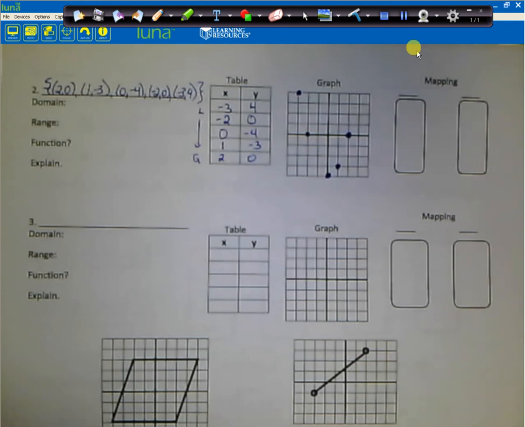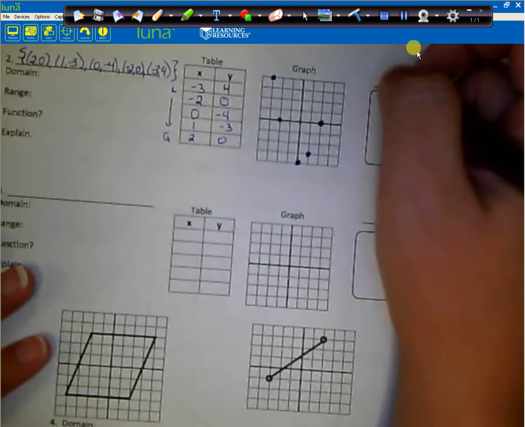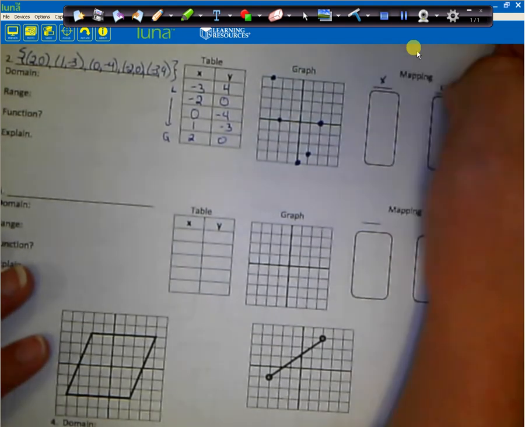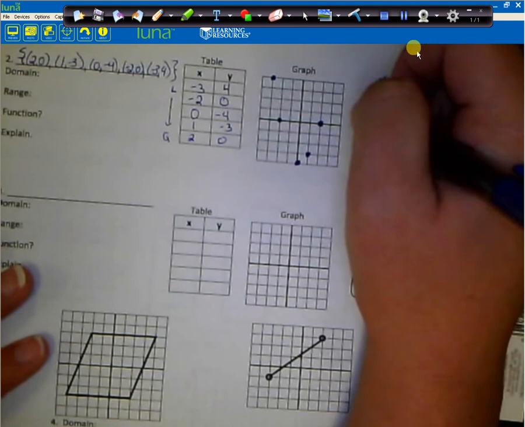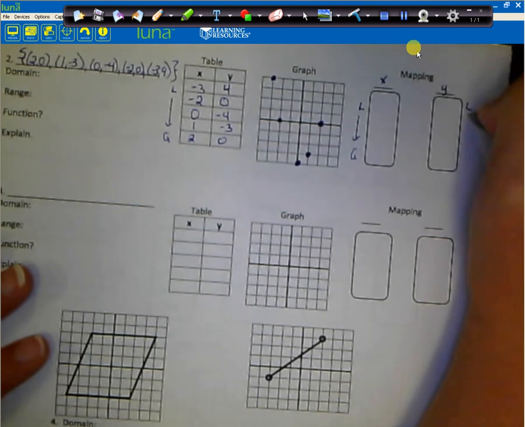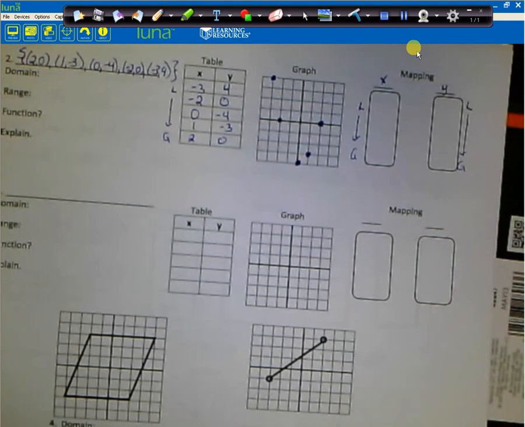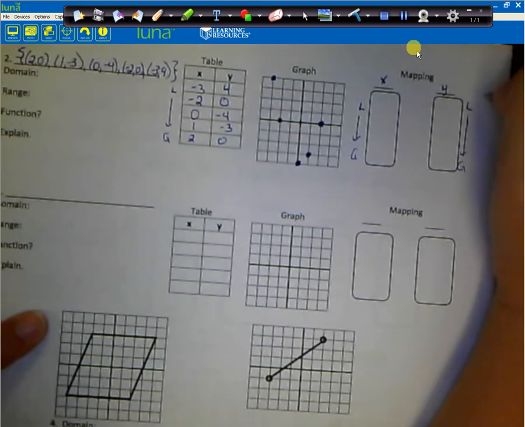All right, so we've done our table, we've done our graph. Now we're going to do our mapping. Mapping, it's important to remember that here's your X and here's your Y, but that both the X and the Y are both listed from least to greatest. It's also important to see that there should be no repeats.